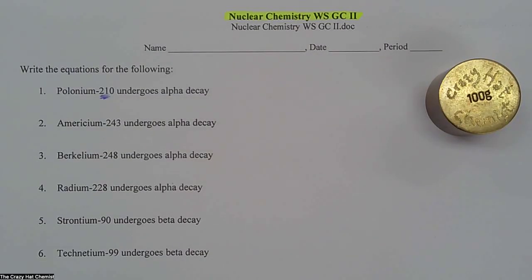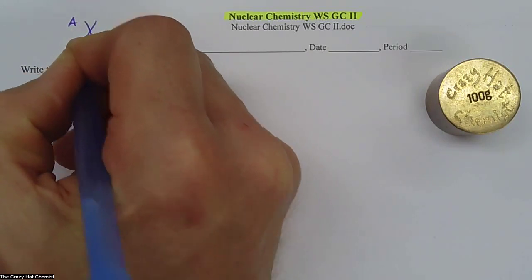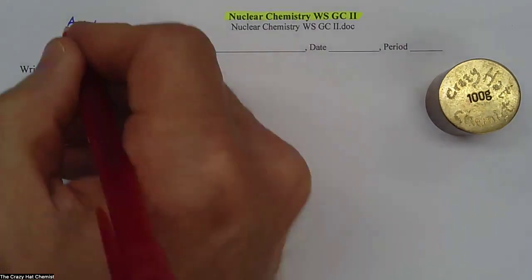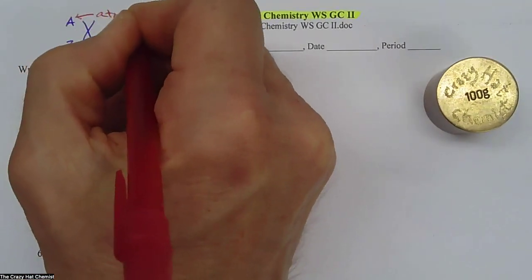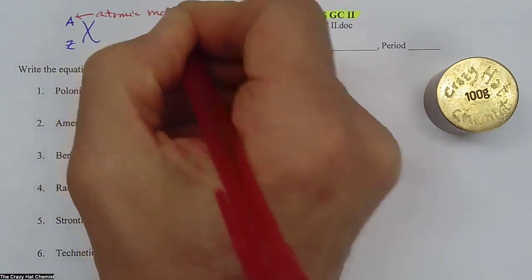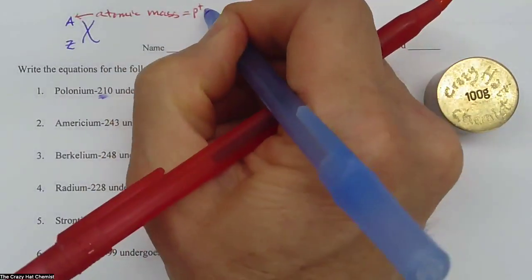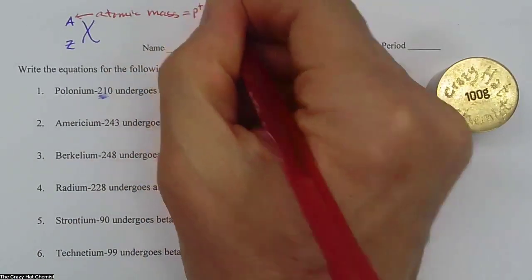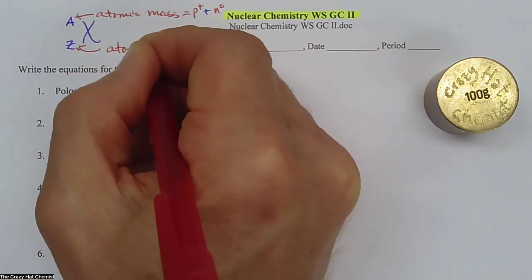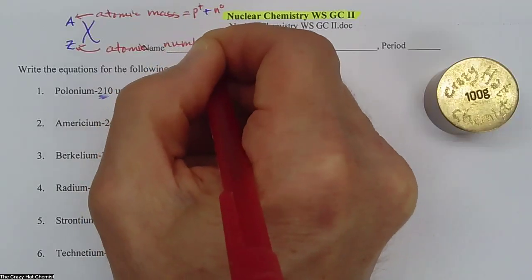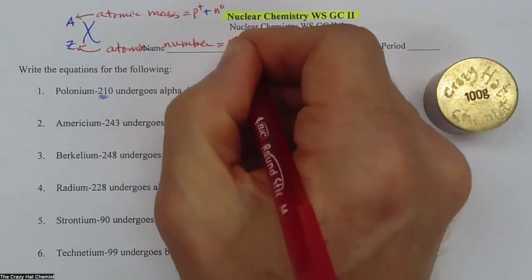Okay, we are using the standard nuclear notation here, which is A X Z. Standard nuclear notation means the following. The A is called the atomic mass. Okay, and the atomic mass is actually equal to the sum of the protons and the neutrons. And then Z is the atomic number, which is equal to what? The number of protons. That's right.